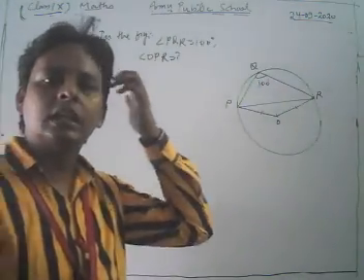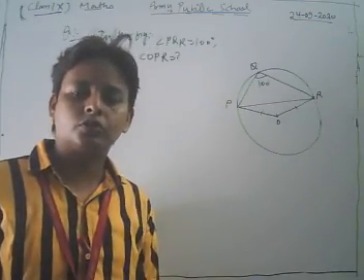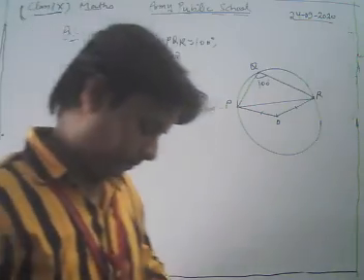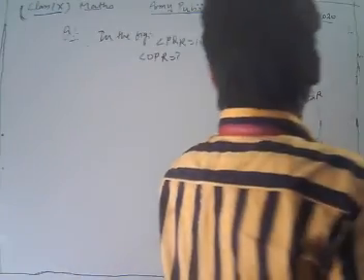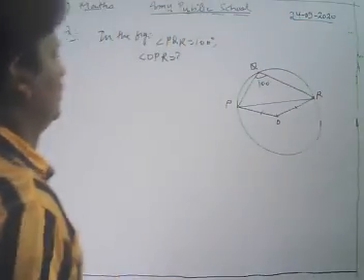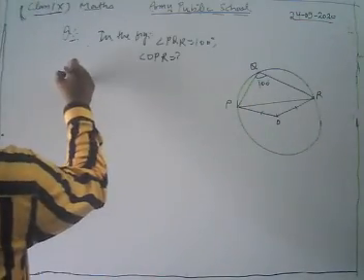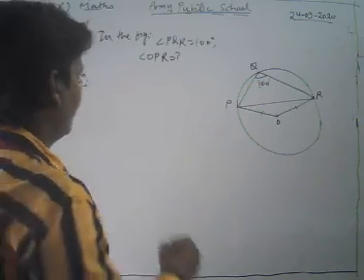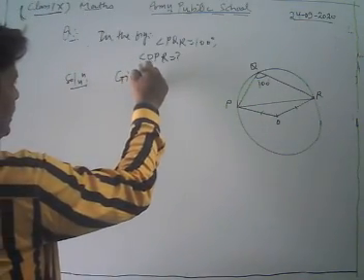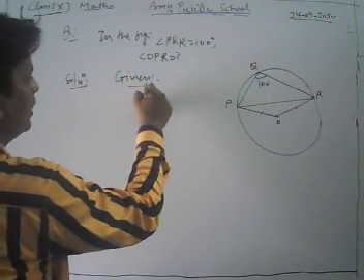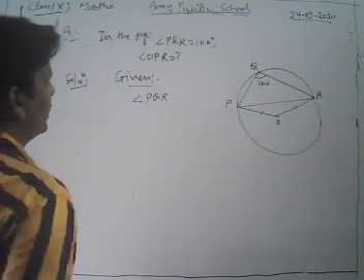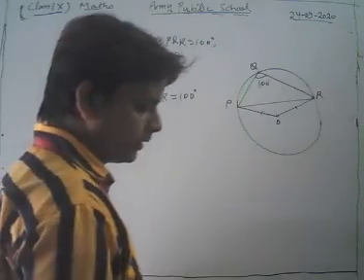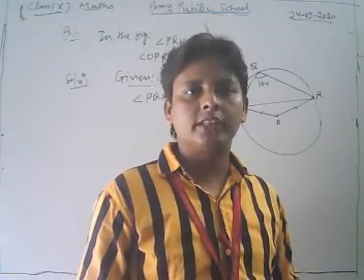Now look, dear friends, this is a very important question of your NCERT exercise. So please listen carefully. Let's see the solution. Here, first of all, we write what is given. Dear friends, here angle PQR is given as 100 degrees.